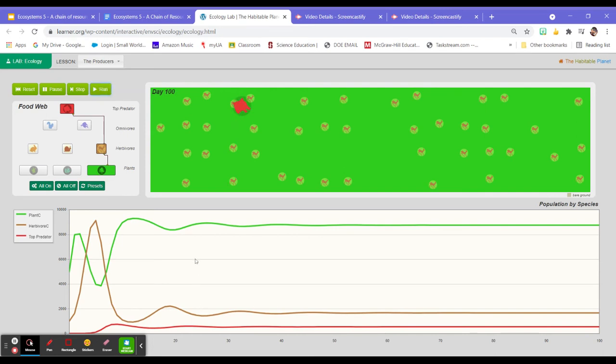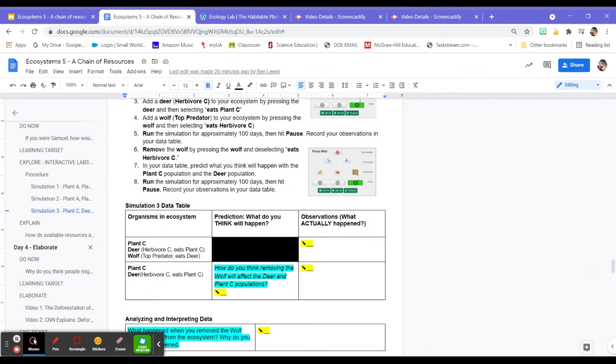And again, we could even look and see what happens in the beginning of time, and then what happens later, and even get some population numbers down if we wanted to for our observations. So take a moment, record your observations for what actually happened, and then how you think removing the wolf will affect the deer and plant seed populations. So again, you might want to hit pause and write down what you saw happen, and then you are going to make a prediction for what you think will happen if we remove the wolf. What will happen to the deer population and what will happen to the population of plant C.